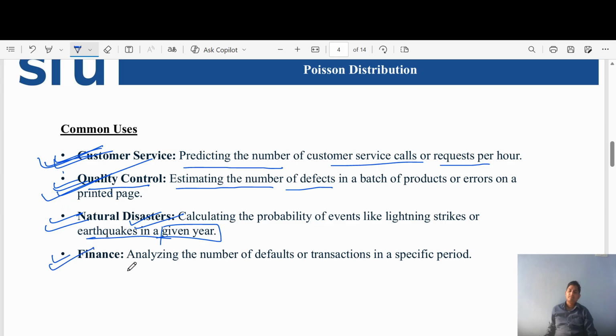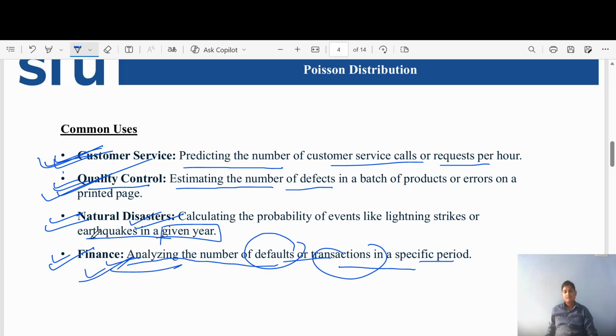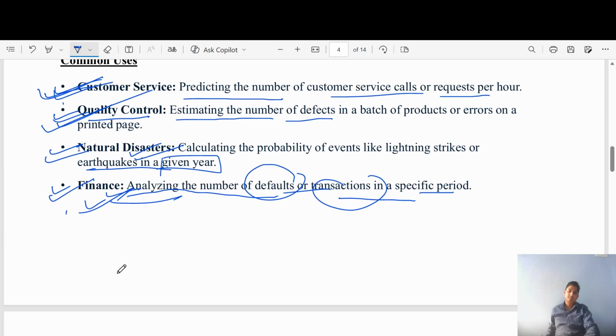Finance related problems, such as analyzing the number of defaults or transactions in a given specific period. So how many default transactions occur in a specific period? We analyze this using the Poisson distribution. So these are some criteria, some common uses in which we apply this Poisson distribution. This is the application part.